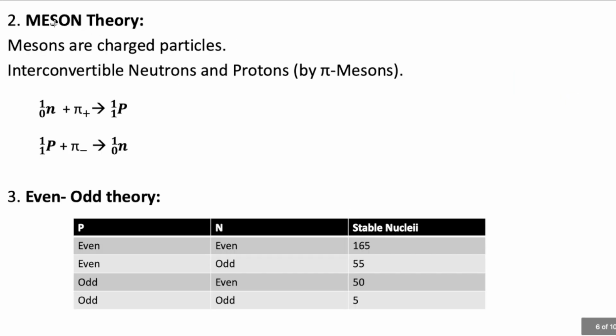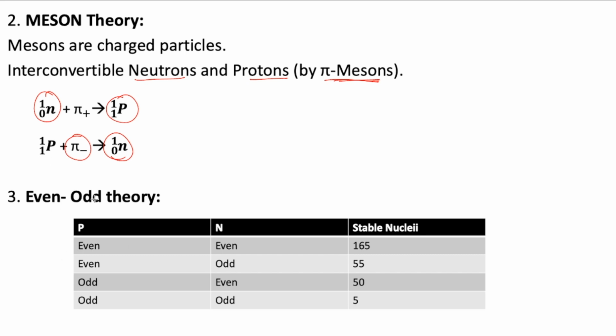Alright, the next theory is called meson theory. Mesons are basically charged particles. Neutrons and protons are interconvertible by pi mesons. So basically pi mesons are the thing which can convert a neutron into a proton. If a neutron captures a positive meson, it will get converted into a proton, whereas if a proton captures a negative meson, it converts itself into a neutron. So this is given by the meson theory. It's basically given to understand how neutron and proton are interconvertible among each other.